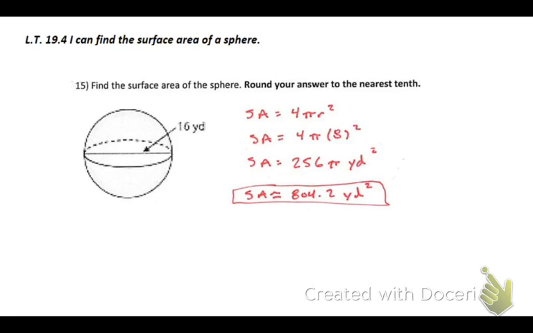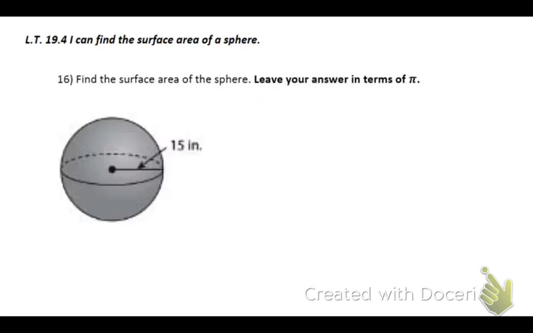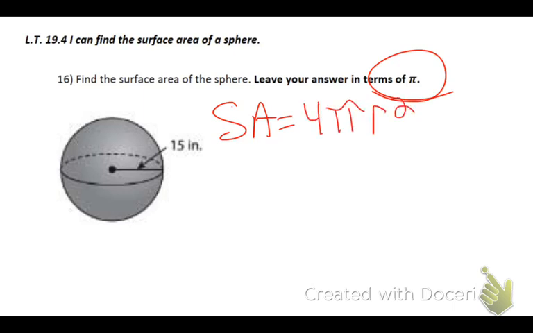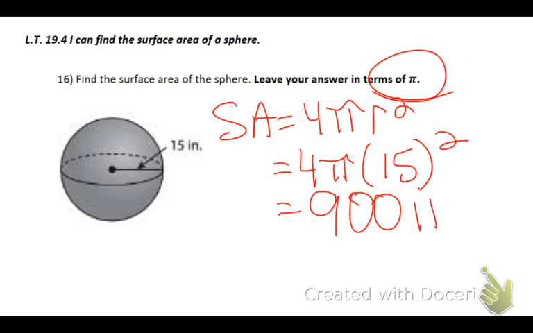Okay, next one, same. This one says leave it in terms of pi, so we're going to do surface area is equal to 4 pi r squared. It's 4 times pi times 15 squared. So this time we'll do 4 times 15 squared. That's going to be 900, and then we'll multiply by pi. And that still is square inches.